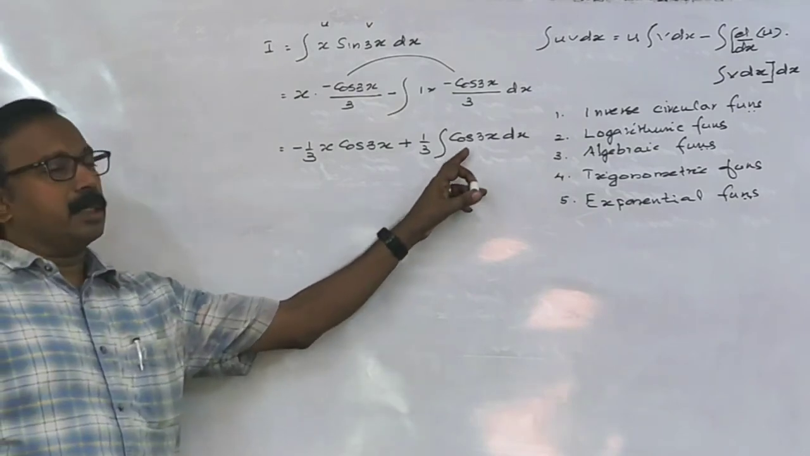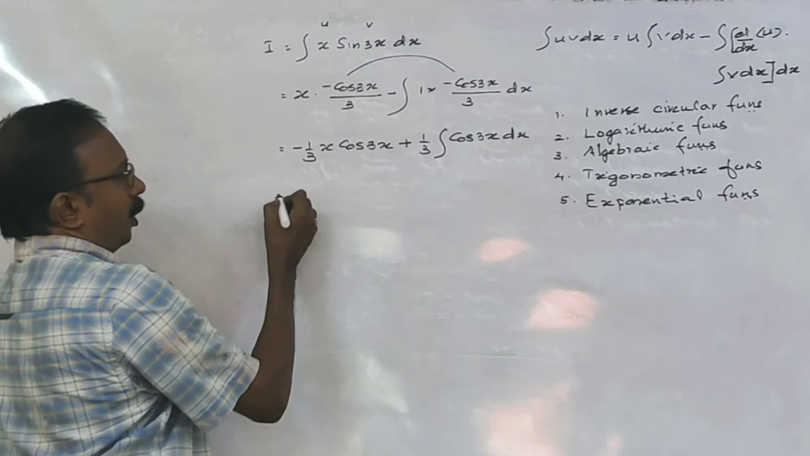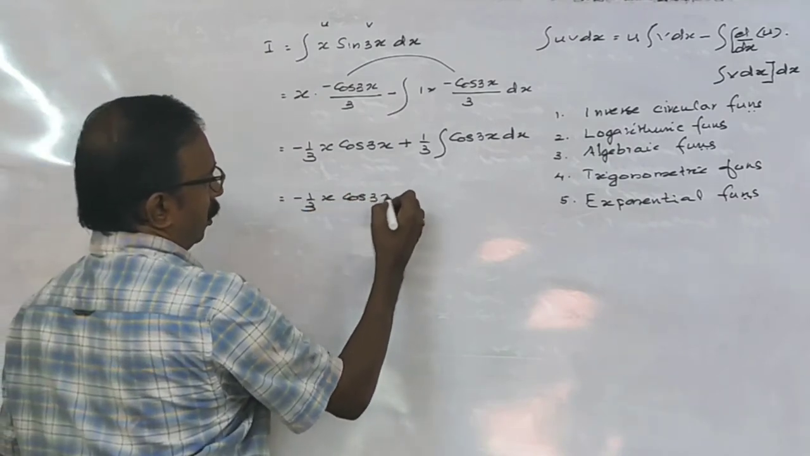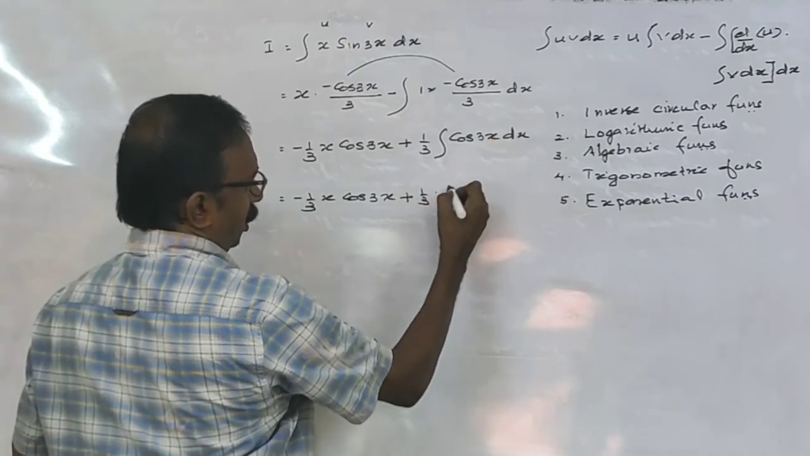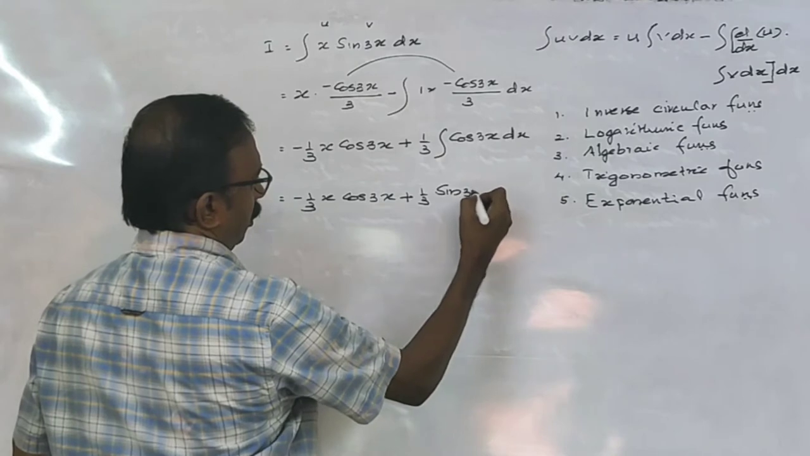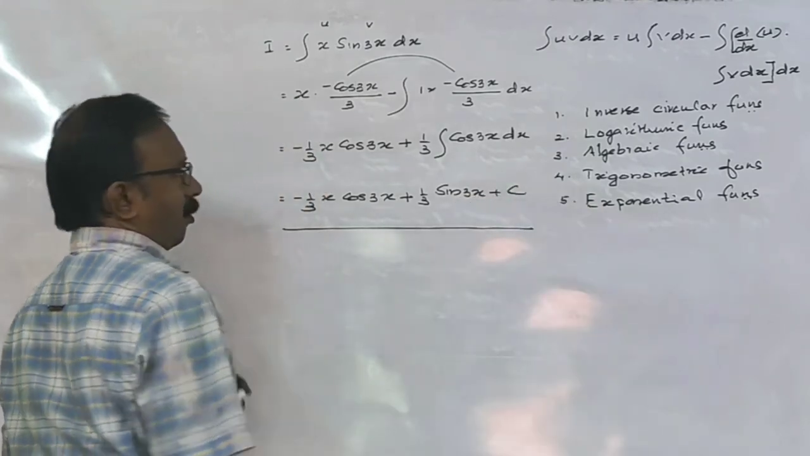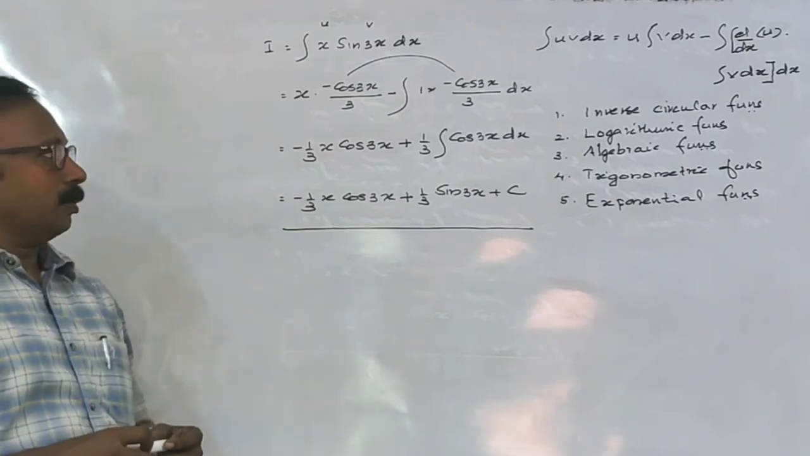Now we have to find the integral value of cos 3x. The integral of cos 3x is sin 3x by 3. So we get minus 1 by 3 x cos 3x plus 1 by 3 into sin 3x by 3 plus c. This is the answer. This is another question on the product of functions.